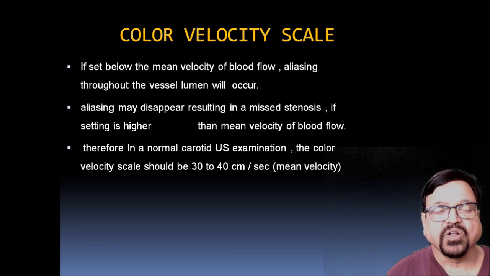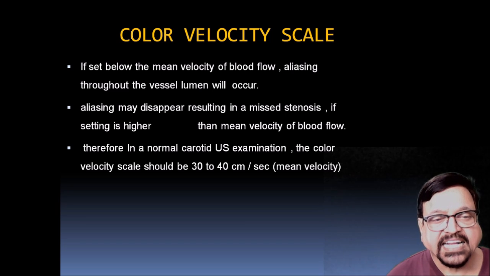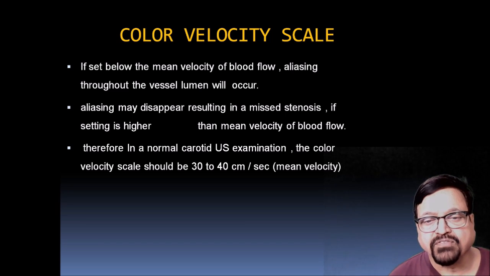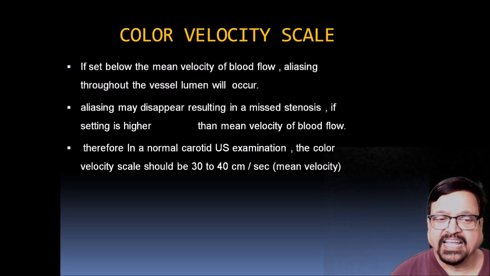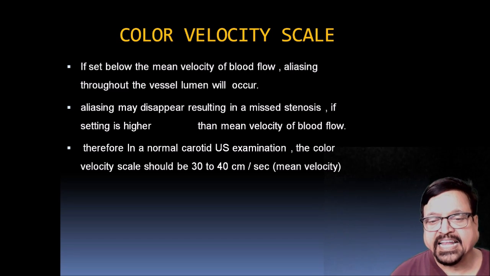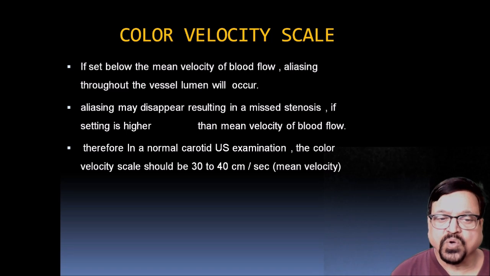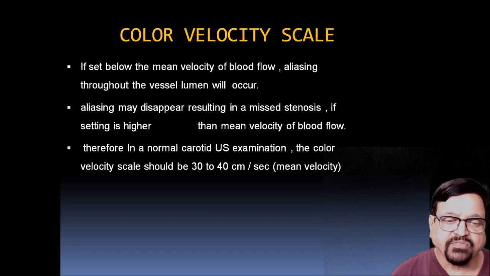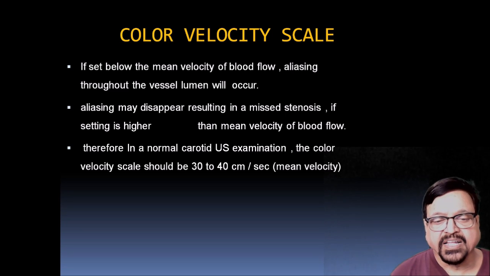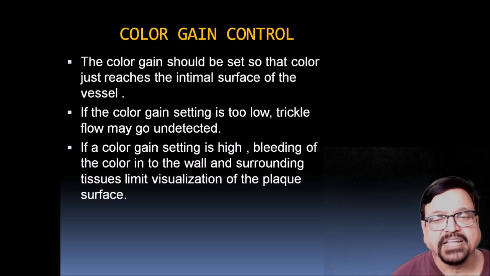Now, color velocity scale. If it is set below the mean velocity of the blood flow, aliasing through the vessel lumen will occur. Now, if we set it wrongly, there will be aliasing. Aliasing may disappear, resulting in a missed stenosis. So, proper setting is essential. If the setting is higher, then the velocity of blood flow will not be proper. Therefore, in a normal carotid ultrasound examination, the color velocity scale should be 30 to 40 centimeter per second, that is taken as the mean velocity.